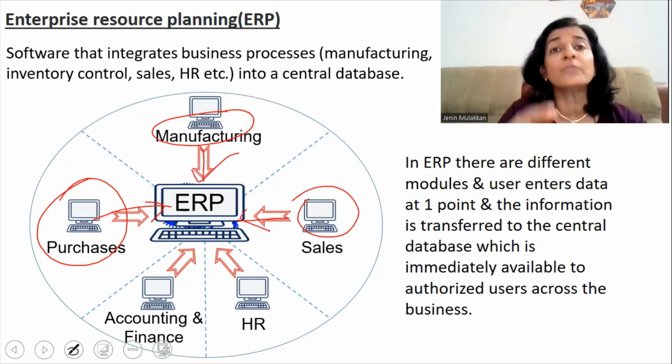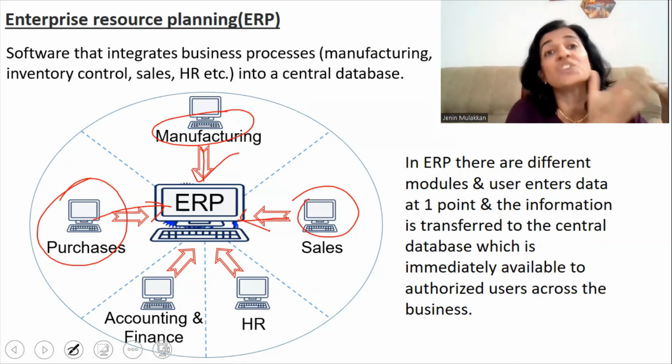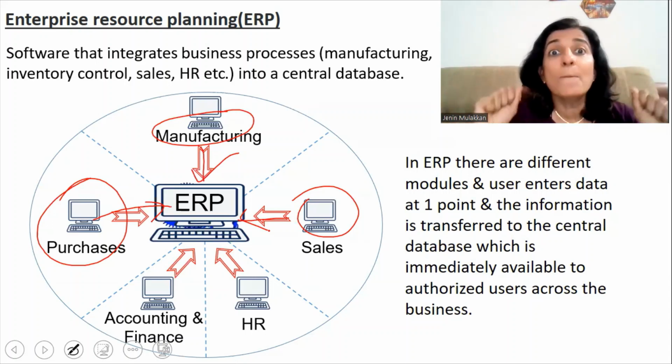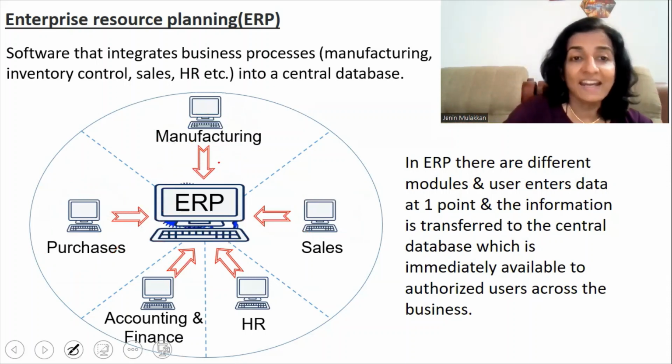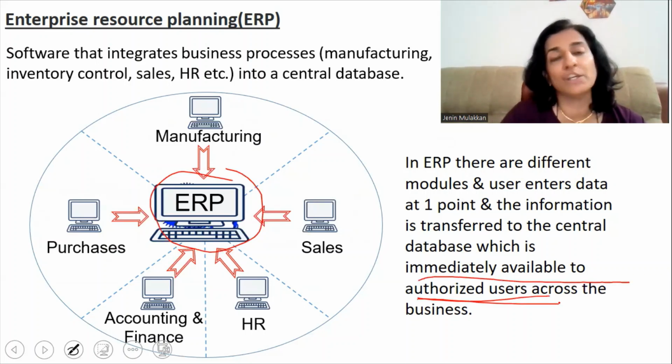So at any point of time, we can know the sales orders which are yet to be executed, the goods which are in transit, the actual stock position. So there was so much transparency that managers had full control of the situation. And even in the central database, the information is available only to authorized users.